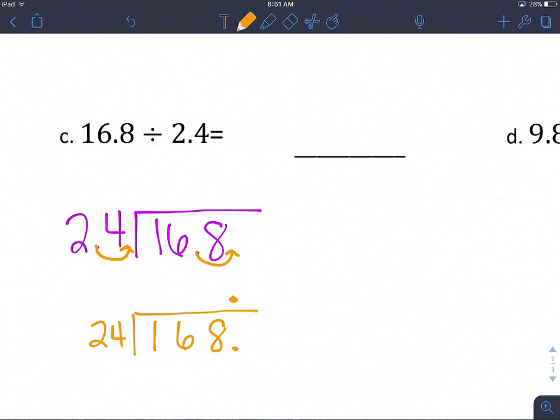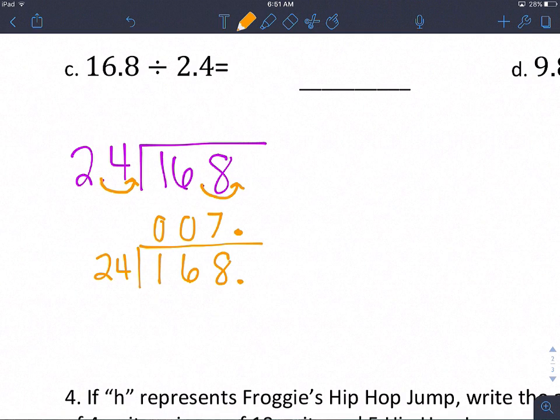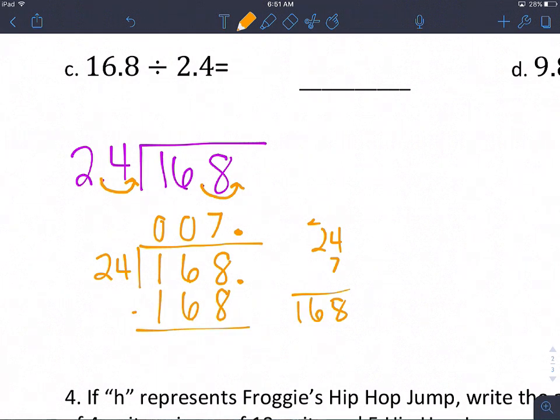All right, well, 24 doesn't go into 1. It doesn't go into 16, but it does go into 168, and it goes in 7 times. 7 times 4 is 28. 7 times 2 is 14 plus 2 is 16, so 168 exactly. And I'm going to subtract, and I'm left with 0. So my answer is 7.